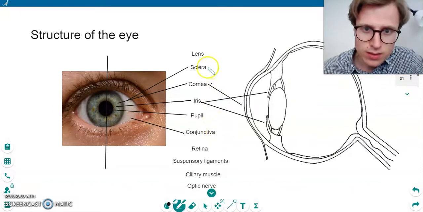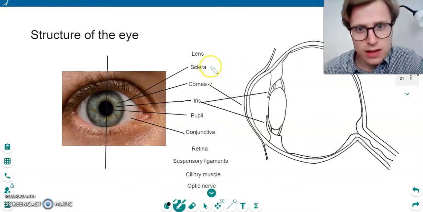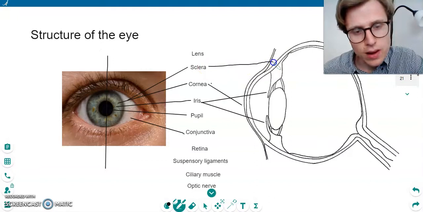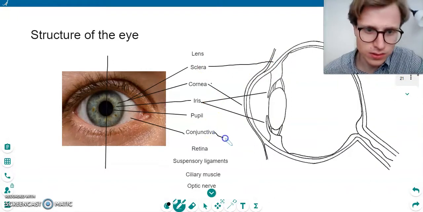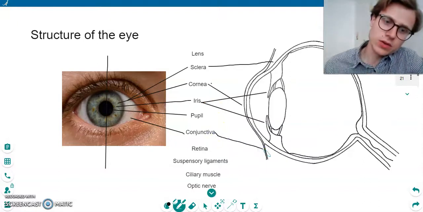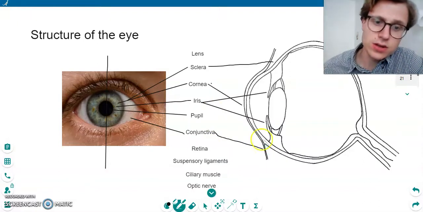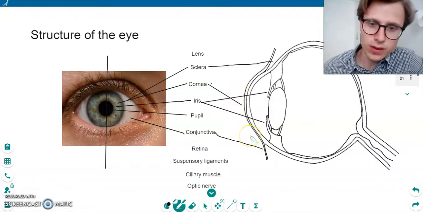What else can we see? Can't really see the sclera, though the sclera does run all the way around the back of the eye. We also have a thin conjunctival layer, which is continuous with the eyelid. The conjunctiva doesn't run over the cornea.